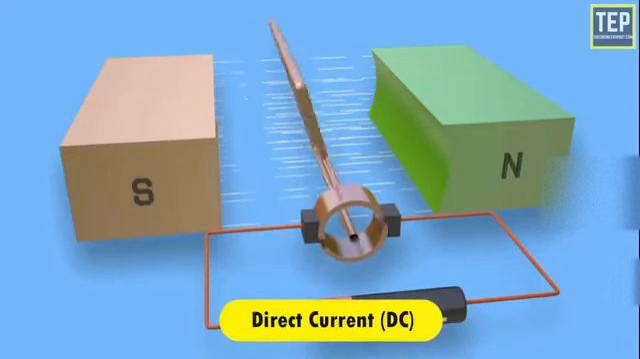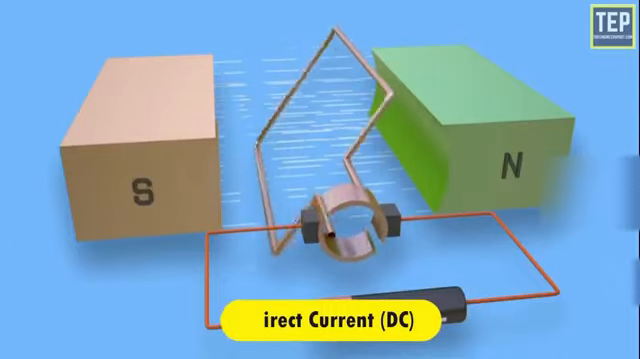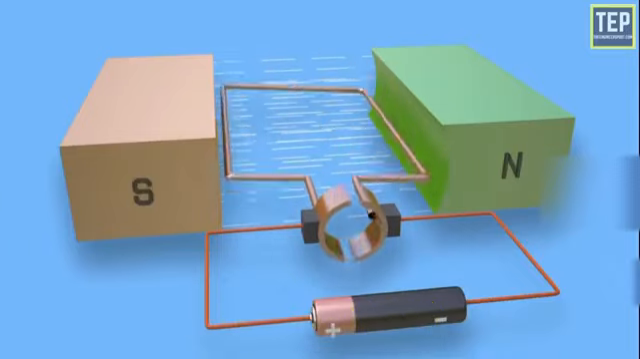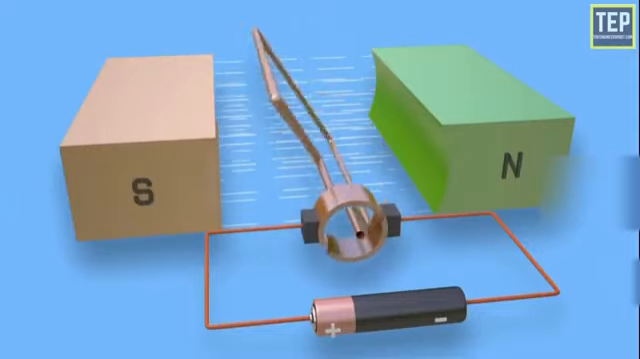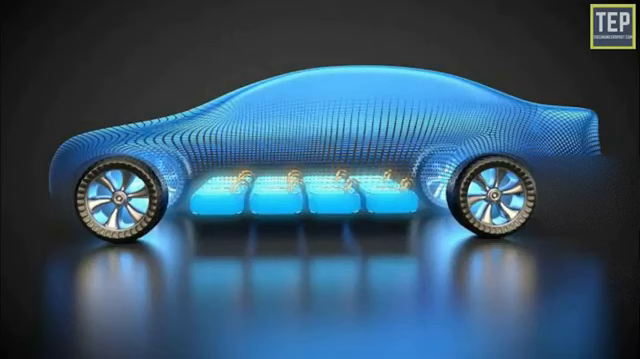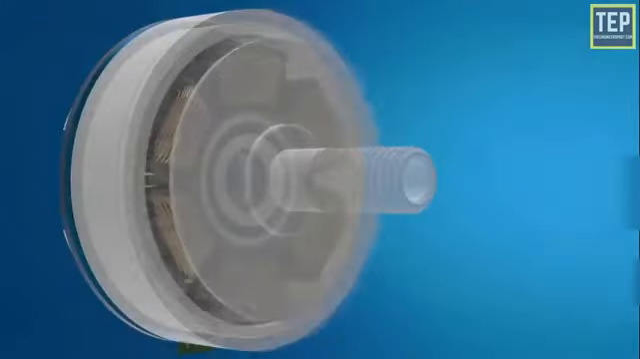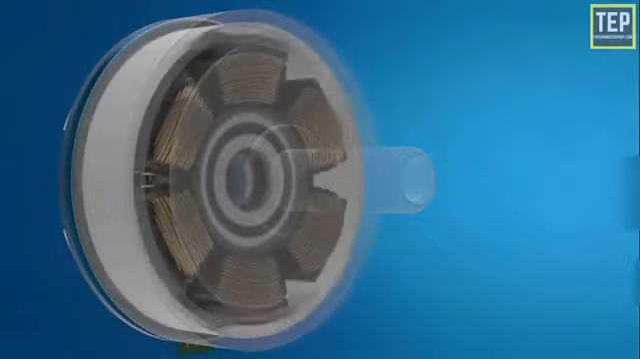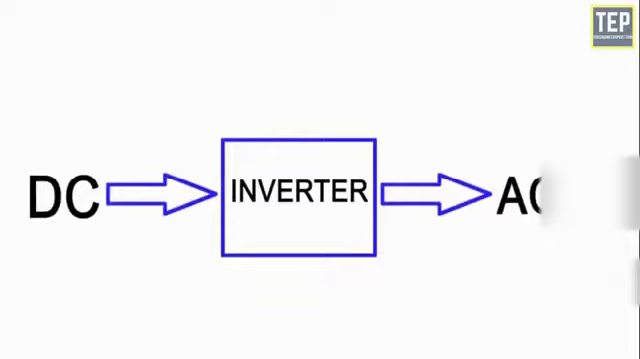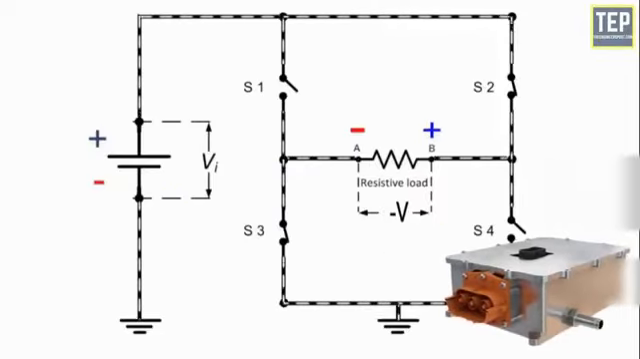DC stands for direct current. As its name suggests, the electrons flow in a single direction, from positive to negative. The battery in an electric car functions using direct current. But when it comes to the main motor of the electric vehicle, which provides traction to the vehicle, this DC energy must be transformed into AC by an inverter.